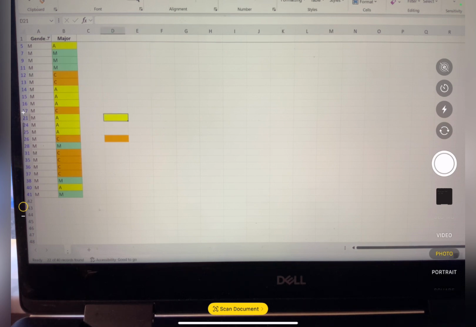So let's see. I am pushing here A, computer science, and marketing. So let's go for accounting. 1, 2, 3, 4, 5, 6, 7, 8.